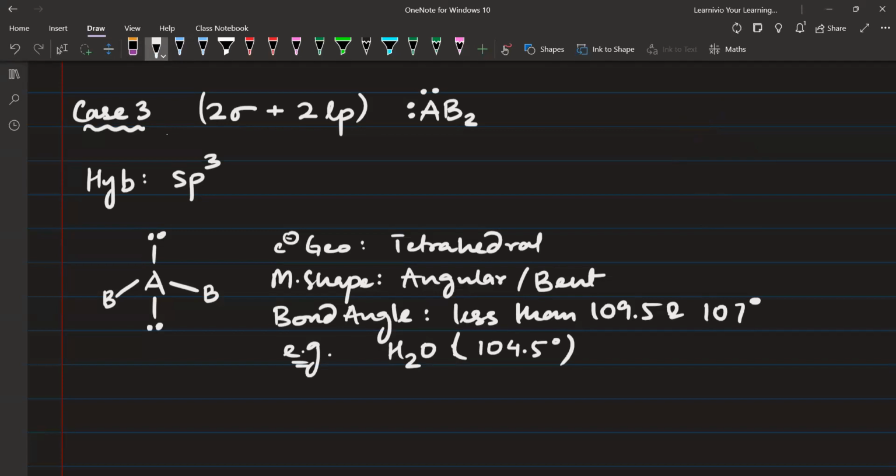Please copy this down, raise your hand once you're done. Right now you have to study five things. For each case, you need to know the hybridization, the electronic symmetry, the molecular shape, the bond angle, and after the bond angle, examples also. All of these are sp3 hybridized. Is everyone done? Yes or no? Yes, sir.